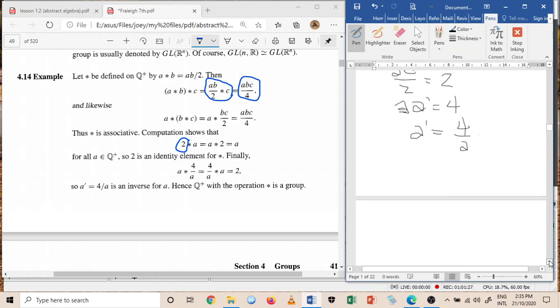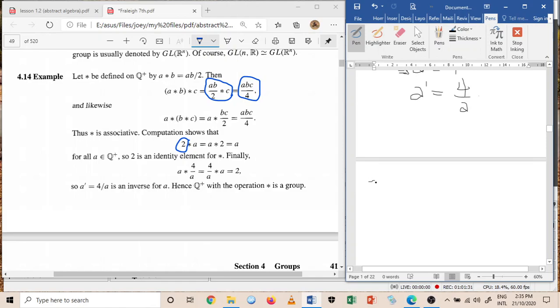Next thing to do is to show indeed that that is the inverse. So how do we do that? So we have A operation 4 over A would be equal to, by definition of the operation, A times 4 over A over 2, because that is how the operation was defined. But then A over A is 1 times 4, so that will give us 4. Then copy over 2, so 4 over 2 will just be equal to 2. So indeed A operation 4 over A equals 2.